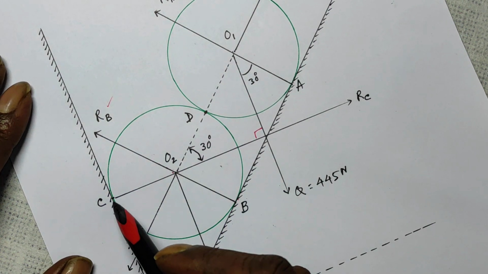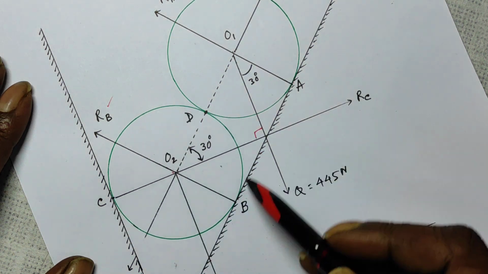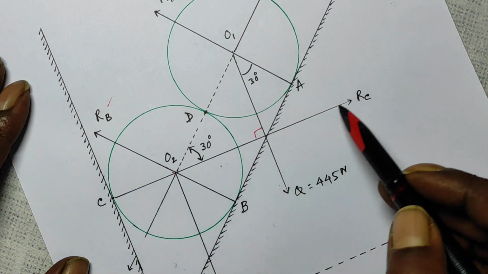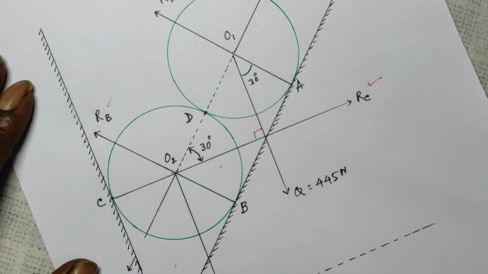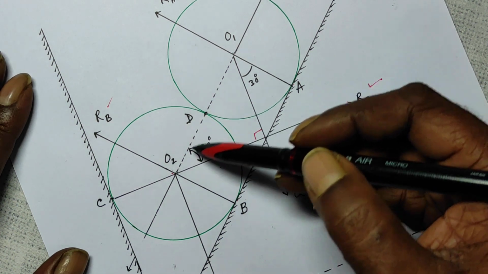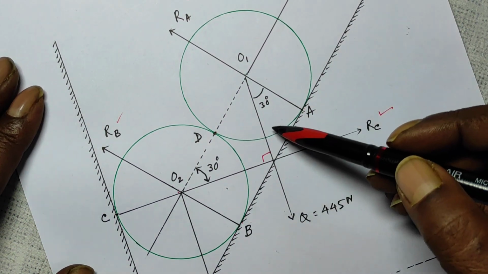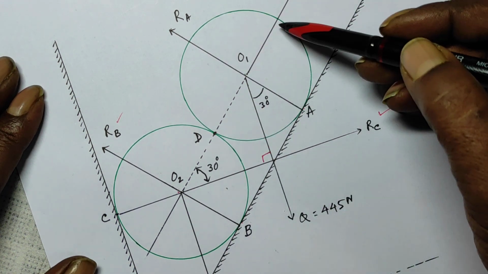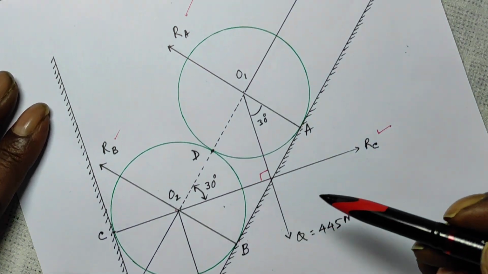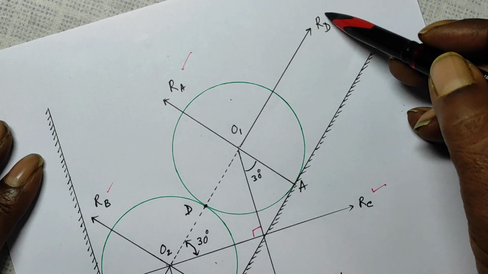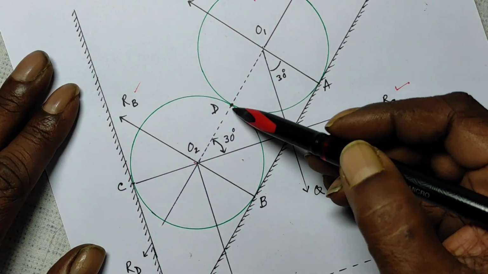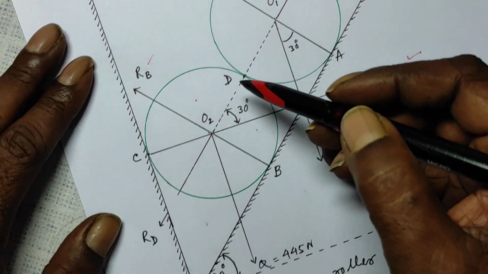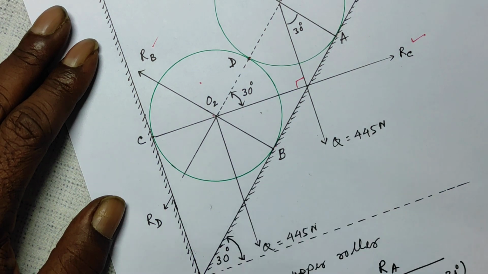Now coming back to point C, at the point of contact C, there will be action force to this side. So there is a reaction force to this side called RC. Then coming back to the point of contact D, that is common to both the rollers, this roller will apply some action force to this side. So the reaction force at the point of contact D for this roller is to this side, RD. And for this roller, the same reaction force RD will be to this side, right?